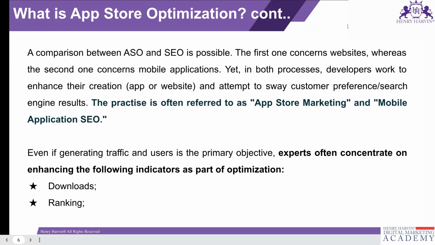And the practice is also referred to as app store marketing and mobile application SEO. Even if generating traffic and users is the primary objective, experts often concentrate on enhancing the following indicators as part of optimization. Here you can see the major indicators that marketers use to understand how their application is performing and how they can optimize it for more downloads: the ranking they are getting and the number of downloads.